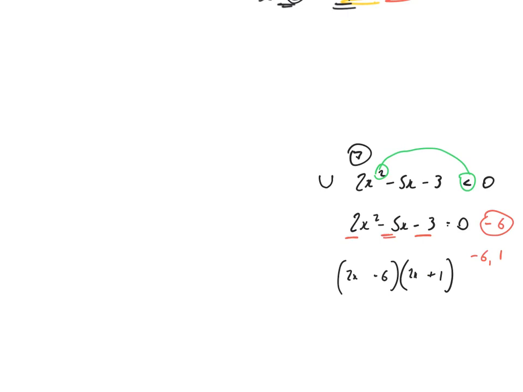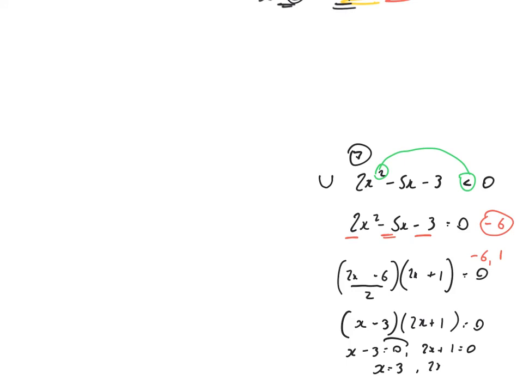2x in there, 2x in there. I can simplify that down to x minus 3. Okay, so that'll be x minus 3 equals 0, or 2x plus 1 equals 0. x equals 3, 2x equals minus 1, and x equals minus 1 over 2. Okay, I can now sketch the thing out. Concave down. I've got a root at minus 1/2 and a root at 3.